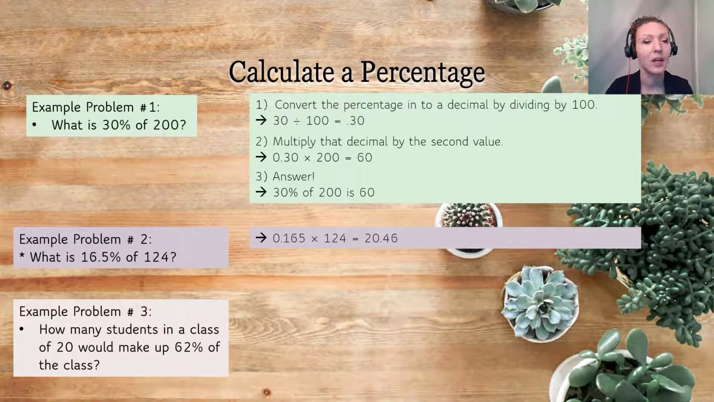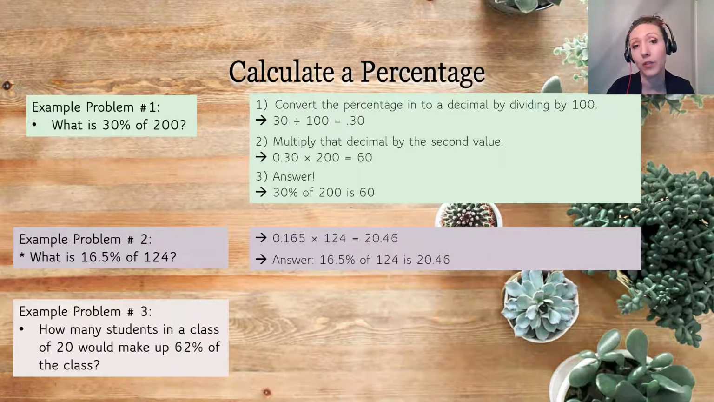Okay, next problem. What is 16.5% of 124? So it's just going to be the same process. We are just going to convert that percentage to a decimal, multiply that by our second value. That's going to give us 20.46. And so our final answer for this is going to be 16.5% of 124 is 20.46.